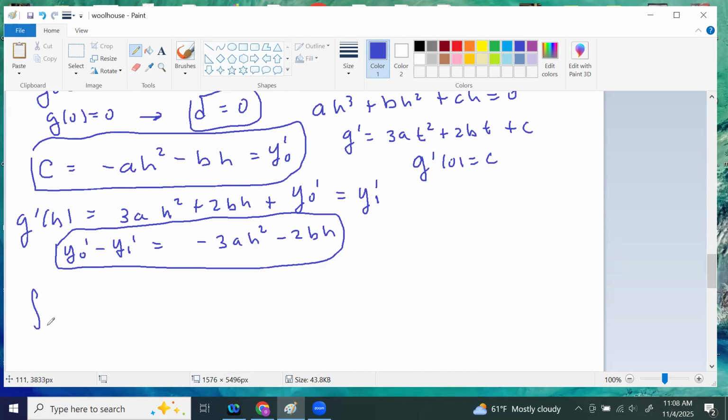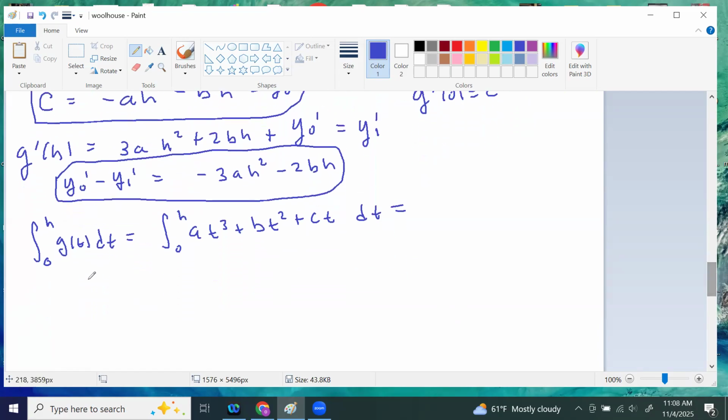So integrating from 0 to h of g of t, that's going to be the integral from 0 to h of a t cubed plus b t squared plus c t dt. And this is just a basic calculus 1 integral, no problems here. It's ah to the 4th over 4 plus bh cubed over 3 plus ch squared over 2. I did the integral pretty quickly. Now, let's get a common denominator. Let's factor out an h squared. And so we get this.